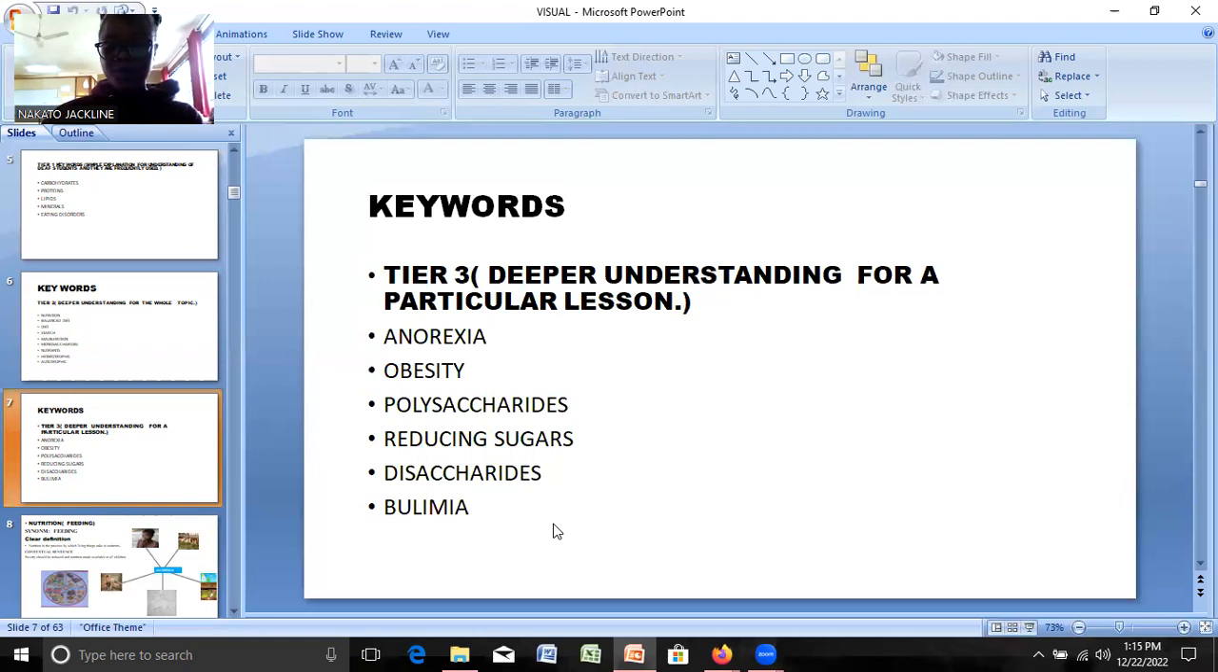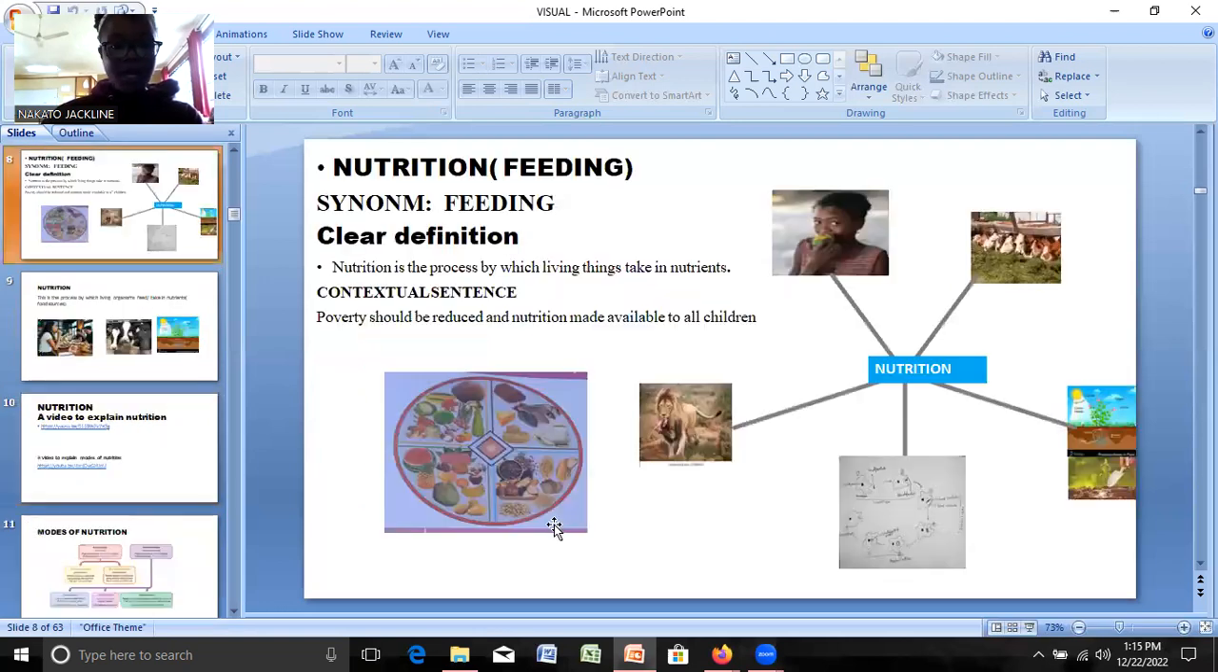So when we are starting our topic of nutrition, in simple terms, it can be called feeding. That is the synonym of the word nutrition. And its definition is the process by which living things take in nutrients, or the process by which living things feed.